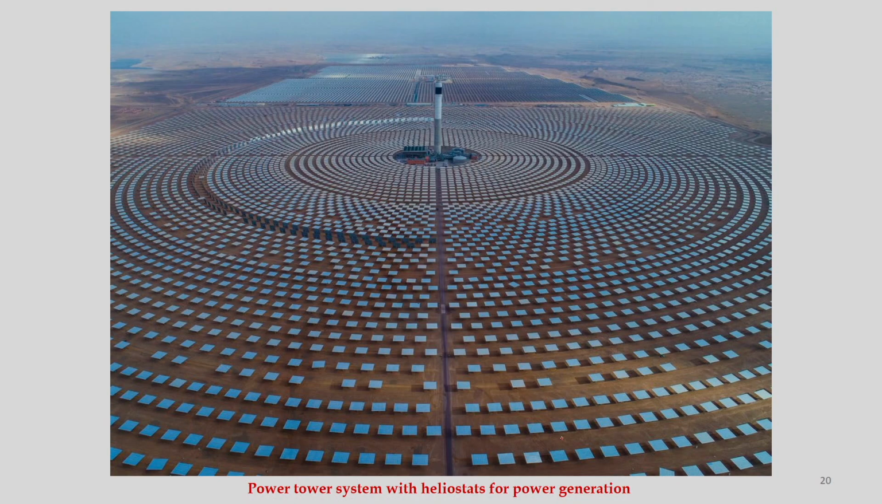Now, this picture shows the installation of a megawatt level power tower system. As you can see, these are the heliostats and this is the tower. Receiver is at the top. So, radiations are reflected from here to here, here to here. So, this is heated up to a very high temperature.